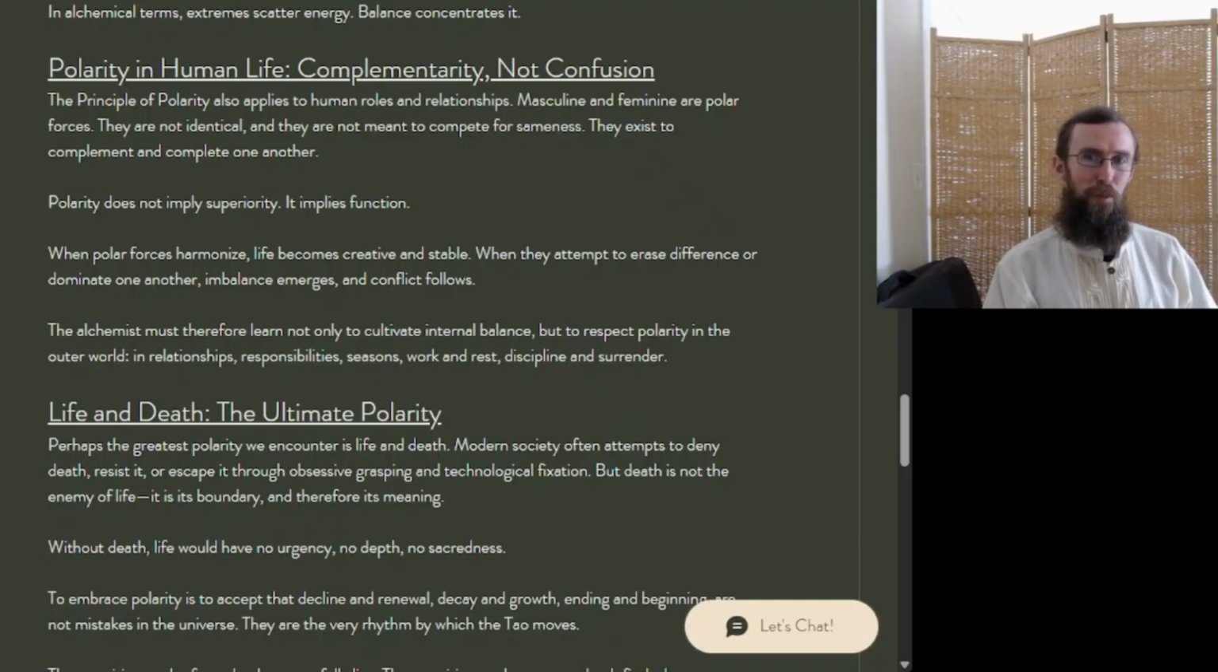Polarity does not imply superiority. It implies function. They each have a different function, hence different roles, different strengths, weaknesses, different attributes, different qualities. When polar forces harmonize, life becomes creative and stable. When they attempt to erase differences or dominate each other or become equal to each other, imbalance emerges and conflict follows. The alchemist must therefore learn not only to cultivate internal balance, but to respect polarity in the outer world, in relationships, responsibilities, seasons, work and rest, discipline and surrender, in all things.